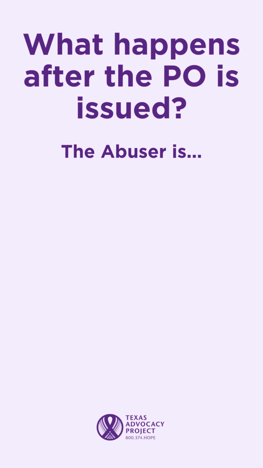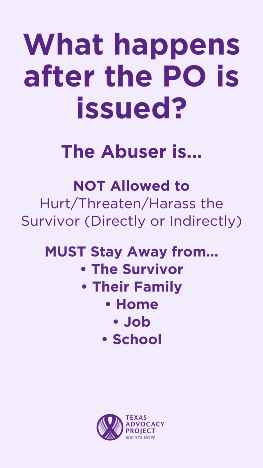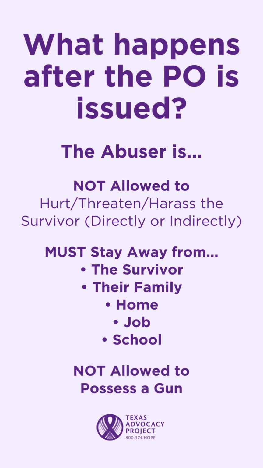Once a protective order has been issued, the abuser is not allowed to hurt, threaten, or harass the survivor directly or through another person. The abuser must stay away from the survivor's family, home, job, and school, and the abuser is not allowed to possess a gun.